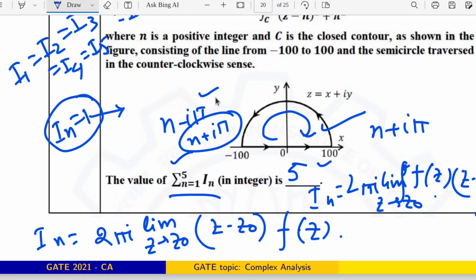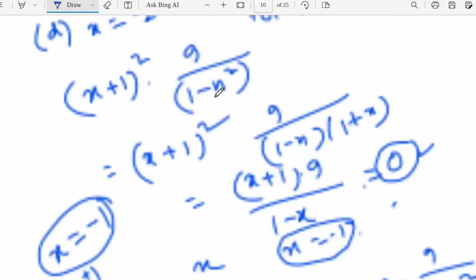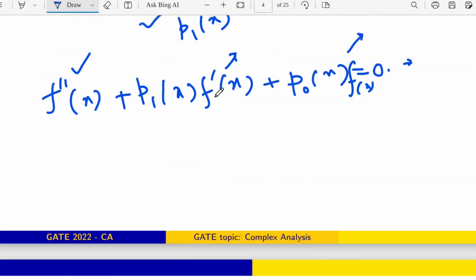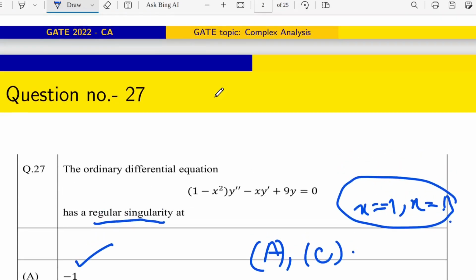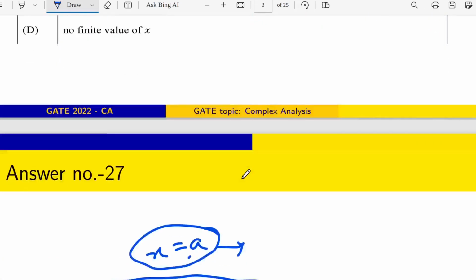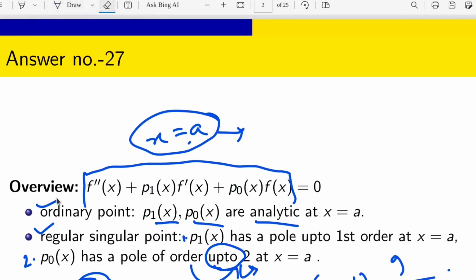Okay, so one student was asking about the first question. Should I explain from the very beginning of the first question, or do you have any specific question on that? Beginning, ma'am. Beginning. Okay. I'm just doing it very quickly.